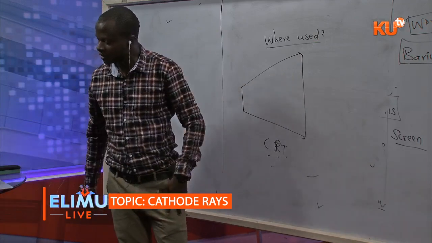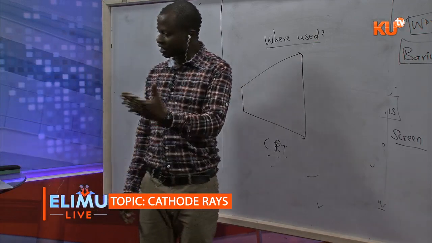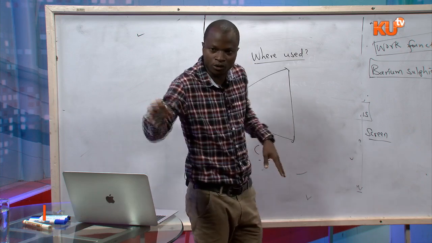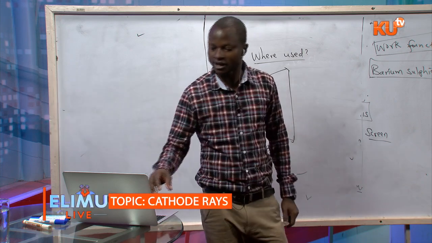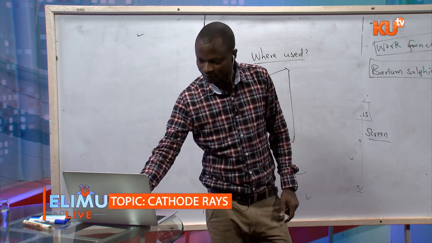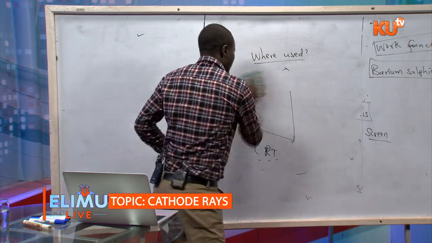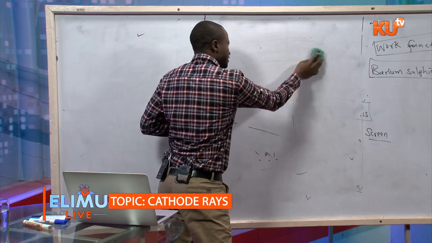So oscilloscopes, TV tubes, X-ray production, then monitors. And we can also use them in electroplating and combustion engines. So if you are asked where do we use cathode rays, you can mention those few appliances. Now next, I want us to look at the cathode ray oscilloscope, commonly known as CRO.